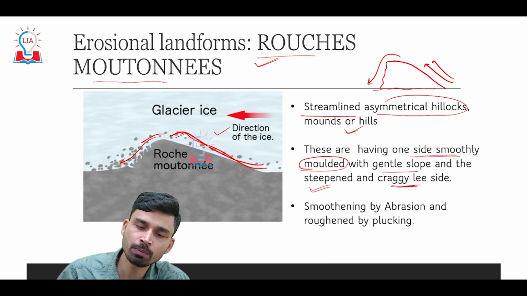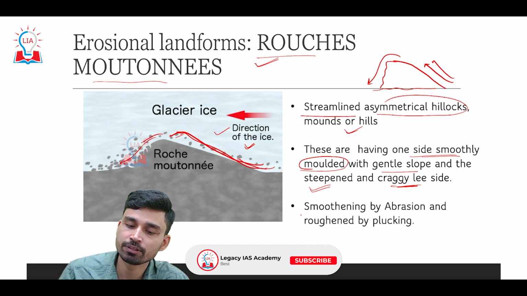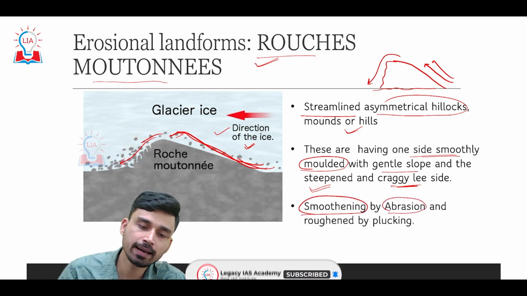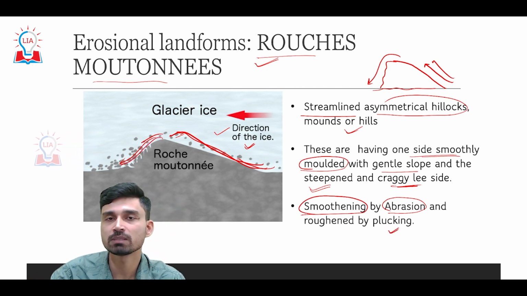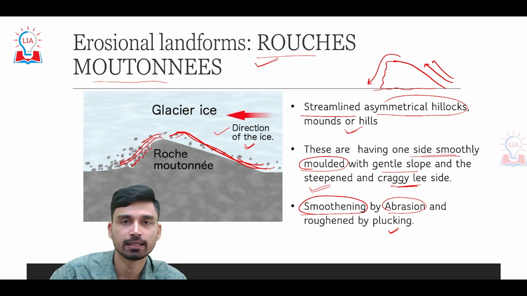The reason behind this is very simple. The area from which the glacier is moving first, that is the directional movement of the ice, here we see smoothing due to the process of abrasion. On the other hand, when the glacier descends on the other side, it gets involved in what we can call plucking, and due to the plucking of rocks we have this kind of rugged edge that develops here.